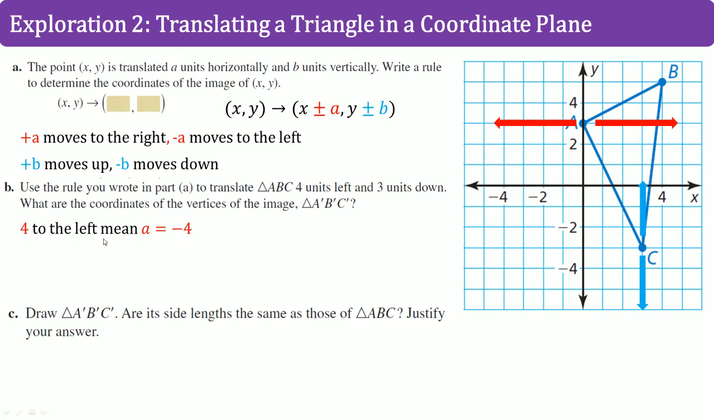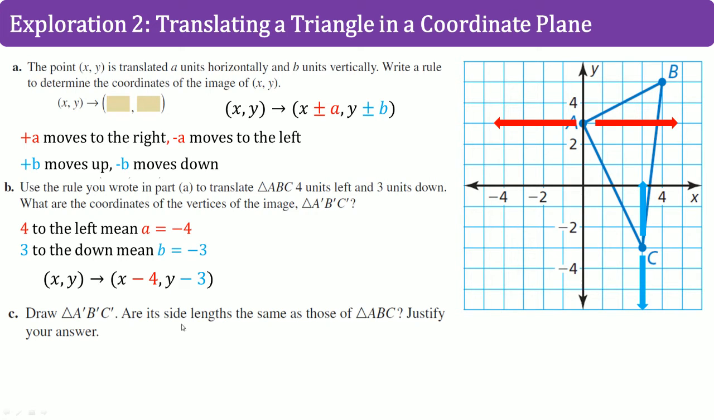The 4 to the left means your A is going to be minus 4 because the left is a minus. And 3 units down is your B is going to be minus 3 because you're going down. If you plug that into our general formula, it becomes x minus 4, comma, y minus 3. The minus 4 refers to the 4 units left, and the minus 3 refers to the 3 units down.